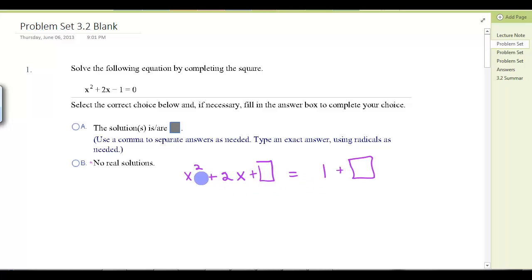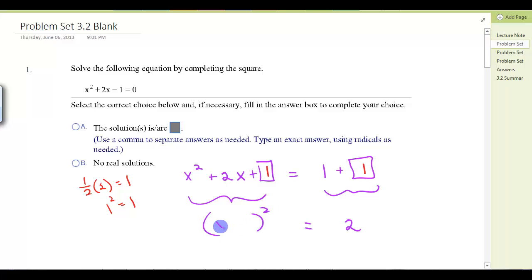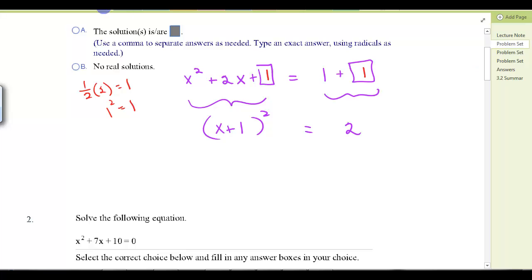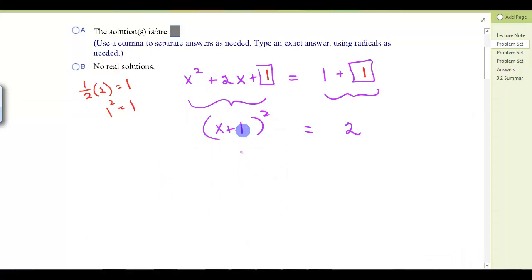All right, how do we find out what goes there? Half of 2 is 1. 1 squared is 1. So 1 goes here, 1 goes here. We're going to then rewrite both sides. So I get 2 here. I get something squared here. Now remember, I'm going to do half of that thing that goes there. Then I'm going to use the square root property. Take the square root of both sides.